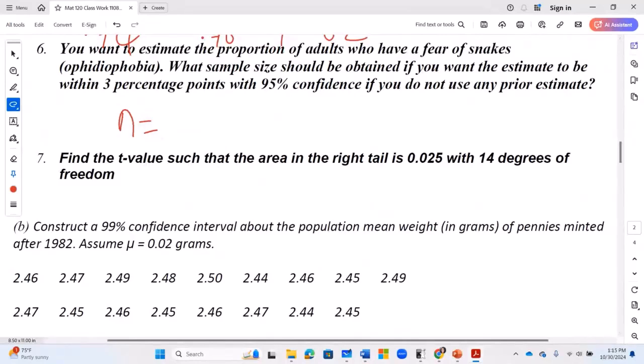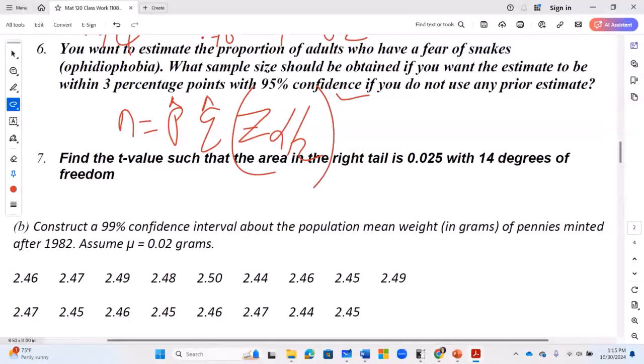So n is equal to p-hat, the sample proportion, multiplied by q-hat, multiplied by the critical value squared, divided by the margin of error squared. So this is the formula for calculating the sample size. And all sample sizes must be rounded up.